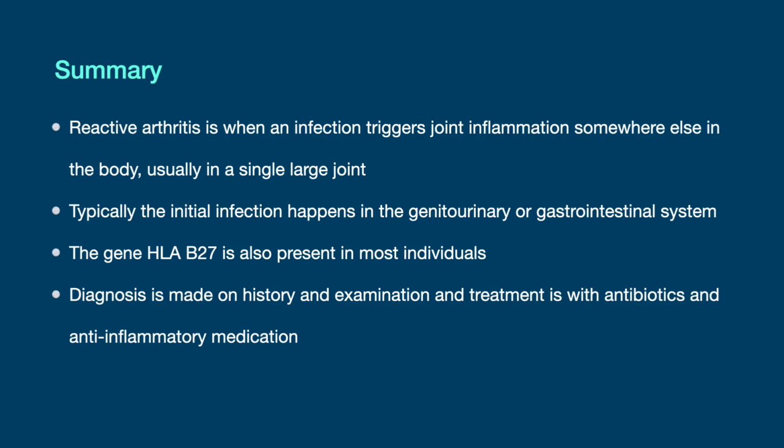Now let's summarize. Reactive arthritis is when an infection triggers joint inflammation somewhere else in the body, usually involving a single large joint. Typically, the initial infection happens in the genitourinary tract or the gastrointestinal system. The gene HLA-B27 is present in most individuals. Diagnosis is made on history and examination, and treatment is with antibiotics during the acute infection, as well as anti-inflammatory medications given for pain management.